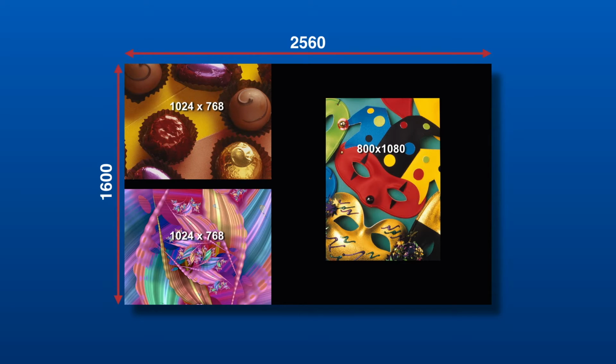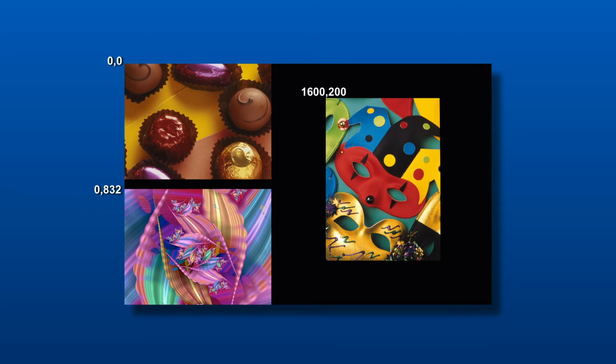So what I need to do is I need to know, first of all, what are the starting pixel positions for each of these pieces of content, and that's what these numbers are here, represented as X and Y coordinates. So in the Event Master software, I'm going to set up a destination that has three outputs with three different AOIs.